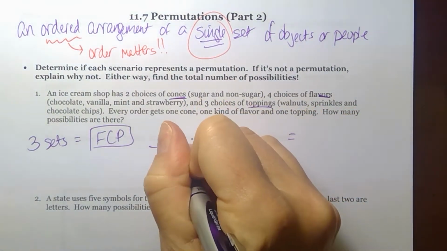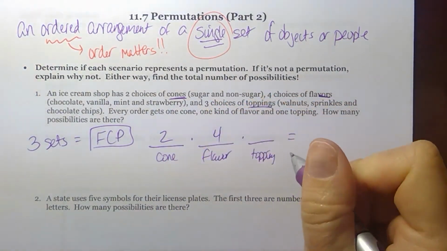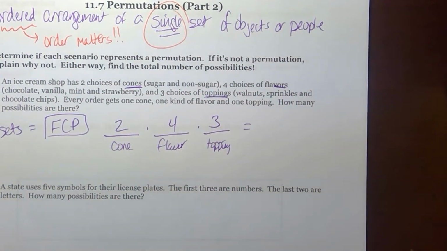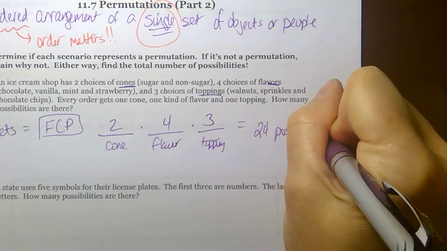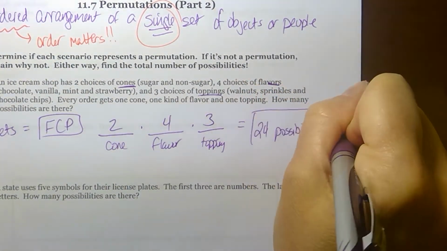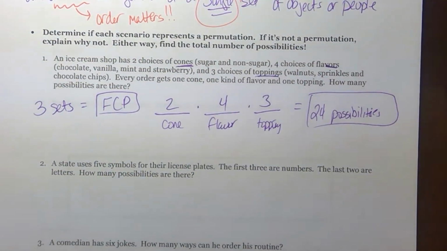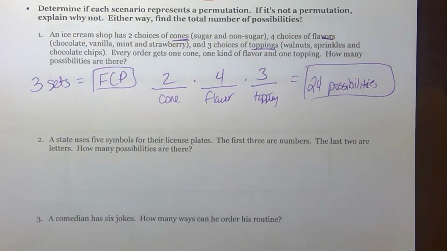There are 2 different types of cones, 4 different flavor options, and 3 different topping options. So I have 24 possibilities as far as my order. Fundamental counting principle, because there's more than one set.